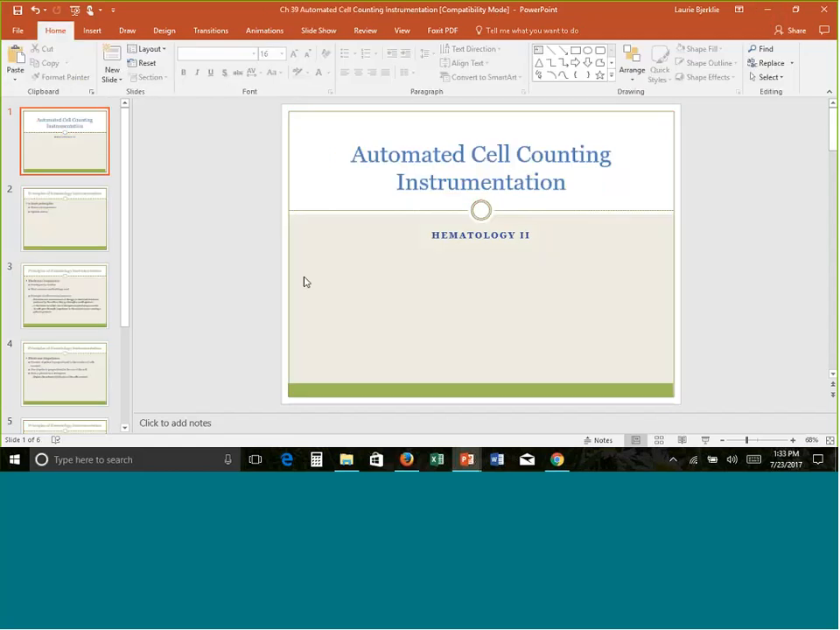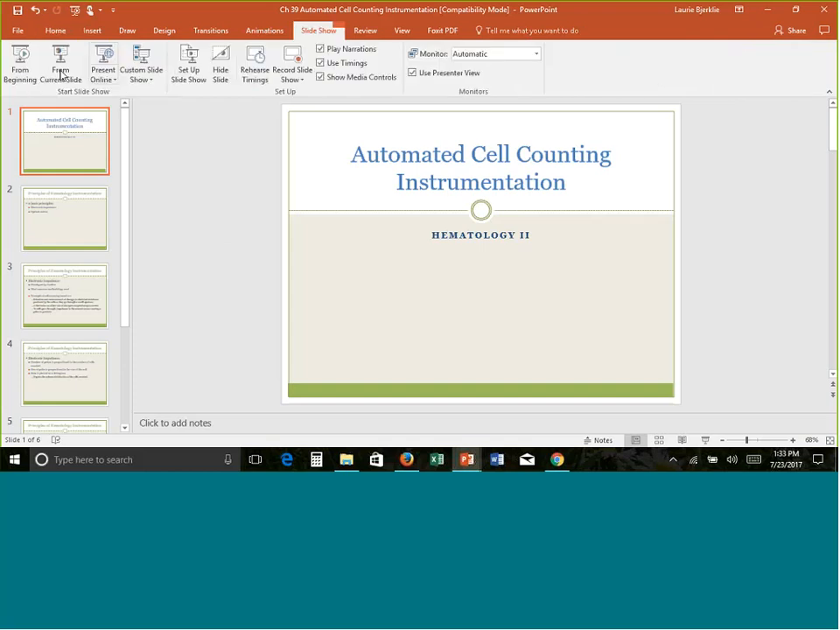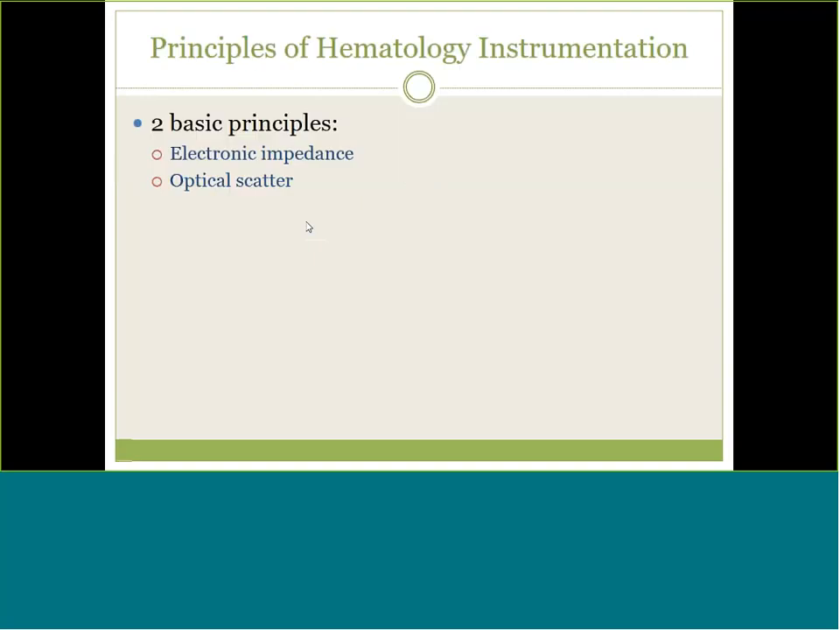All right, and then our final chapter PowerPoint here is going to be automated cell counting instrumentation. So basically it's just about hematology instrumentation. Now in the old edition they had this as an entirely separate chapter. I think in the new edition it's combined up with the coagulation instrumentation. So I think they put all instrumentation in one chapter. I could be wrong, but I know that in your book there's an instrumentation chapter of some sort and it will have this information in there.